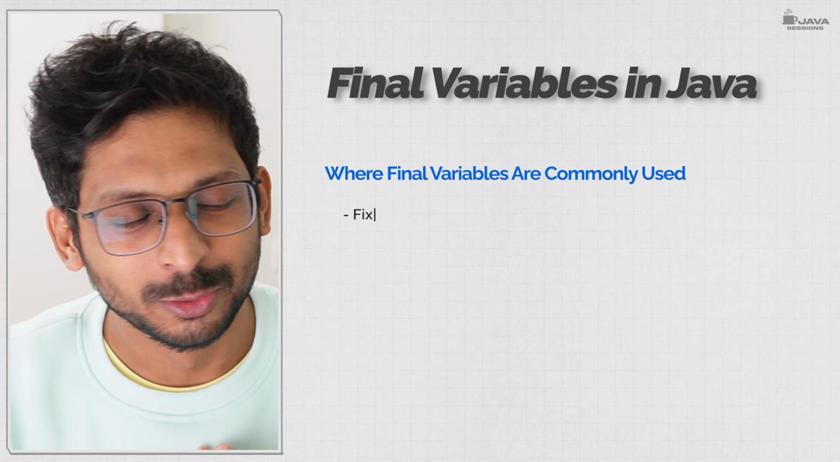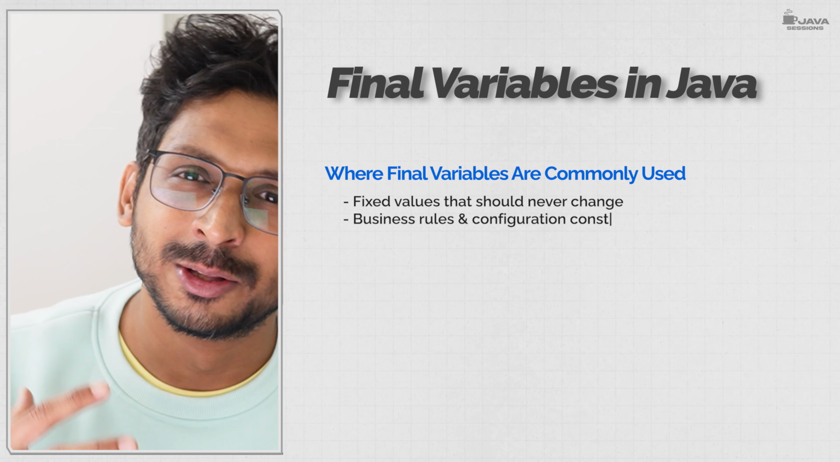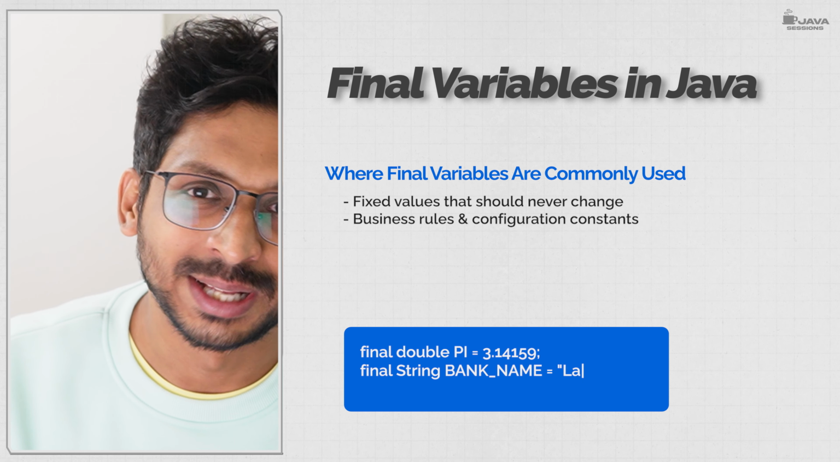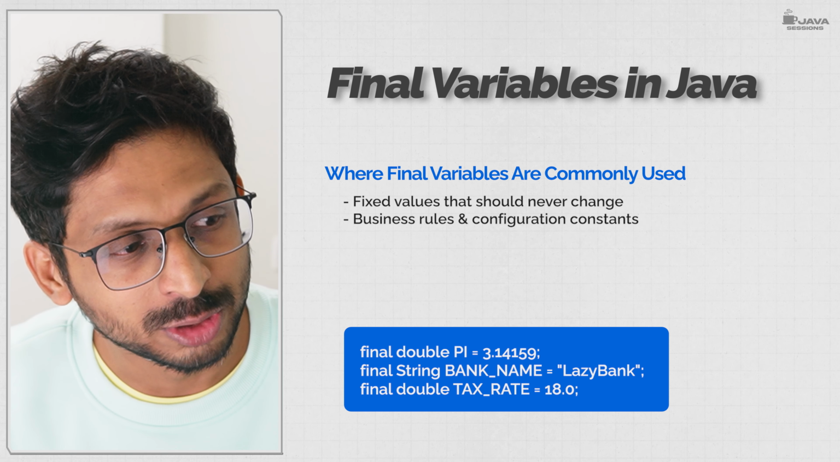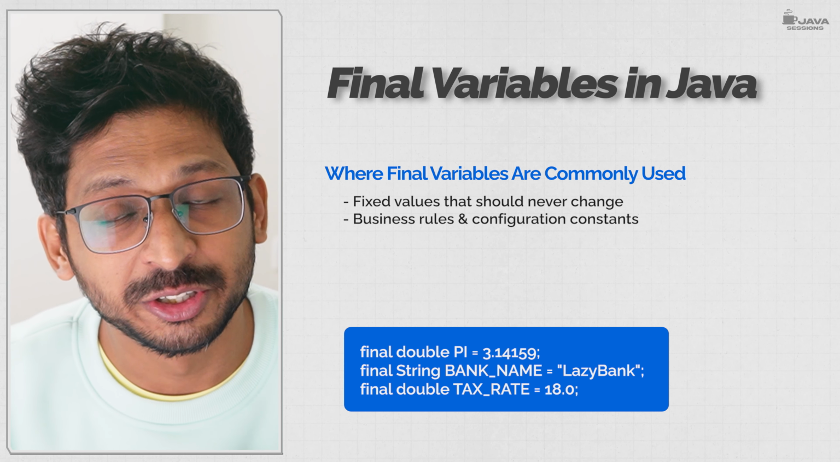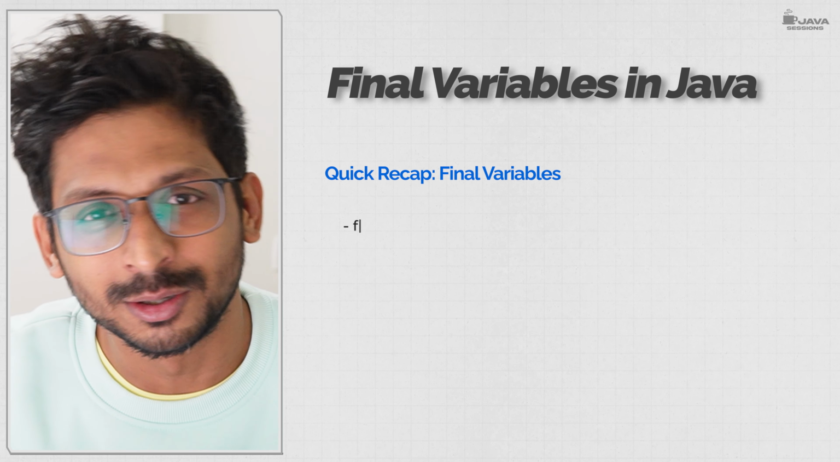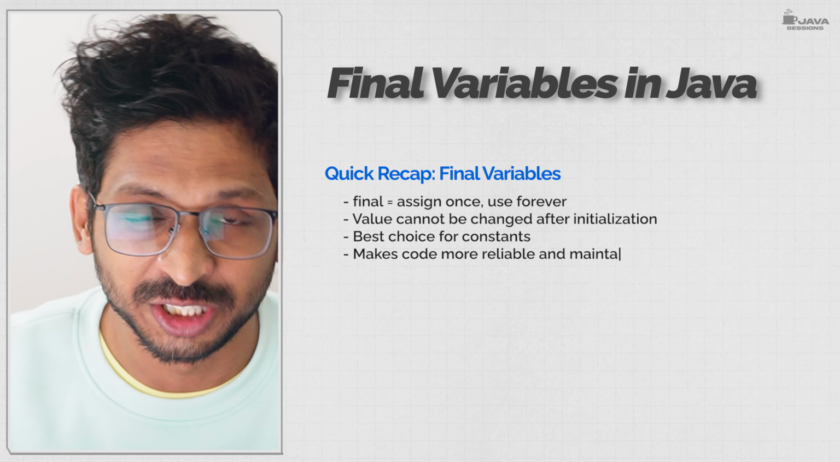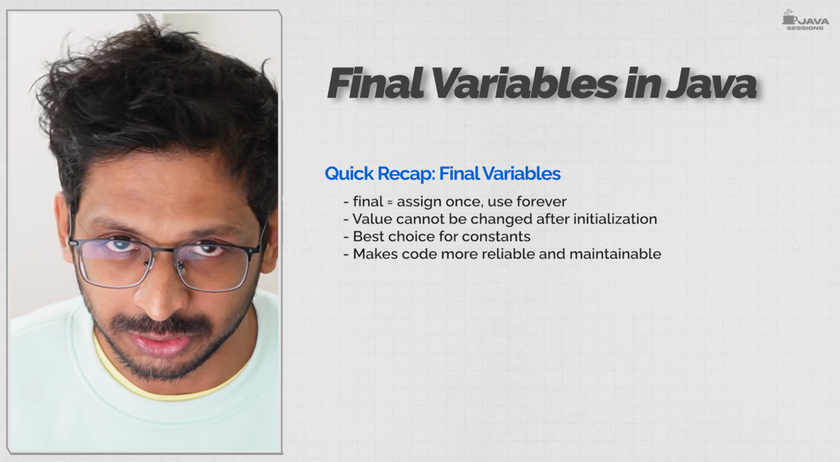Where do we use final variables? They can be used where the values need to be constant, something like interest rates or tax percentages or account numbers, API keys, or configuration flags. You can set these constant values as final variables so that their values cannot be changed during the course of your program execution.